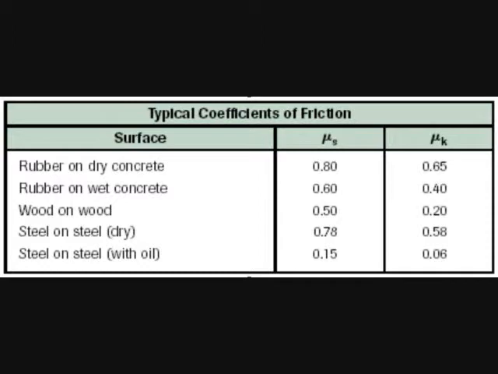And so you see those numbers vary. You look at the one for rubber on dry concrete, the number is higher than the one for rubber on wet concrete, right? And so what that's telling us is that on wet concrete, so between a rubber tire, for instance, and wet concrete, there's less friction.